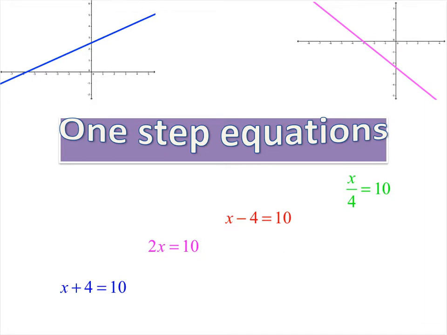These four that you can see are examples of one-step equations, and the whole point of these types is to perform one operation, one step, to solve the value of x, to find out what the number is. It doesn't have to be x, but the pronumeral in that particular equation.